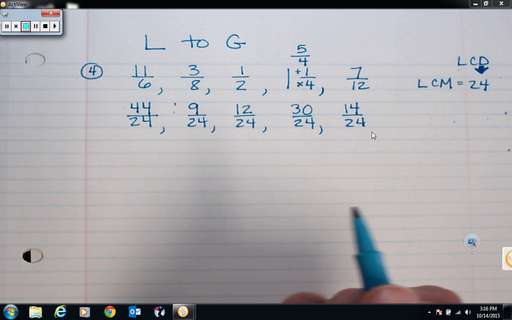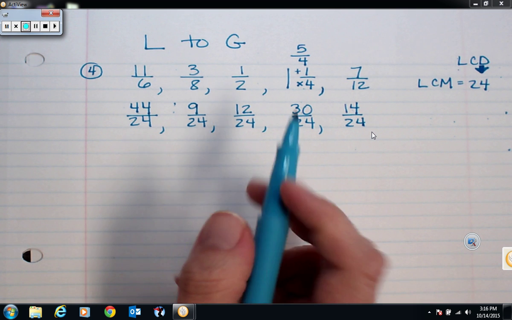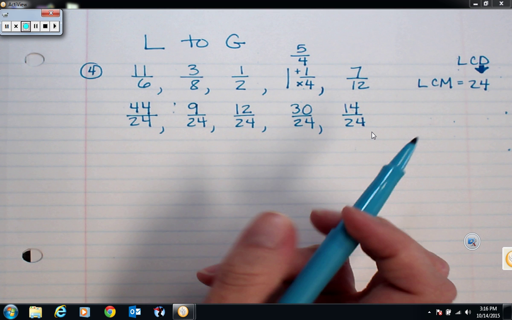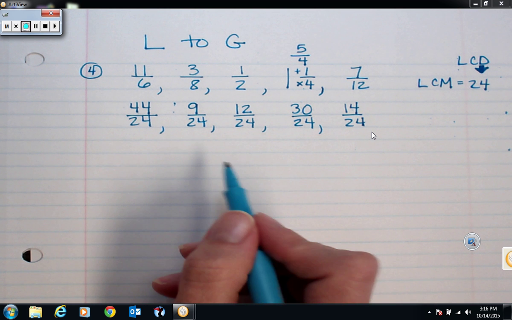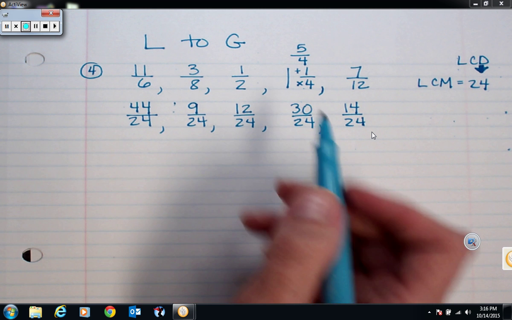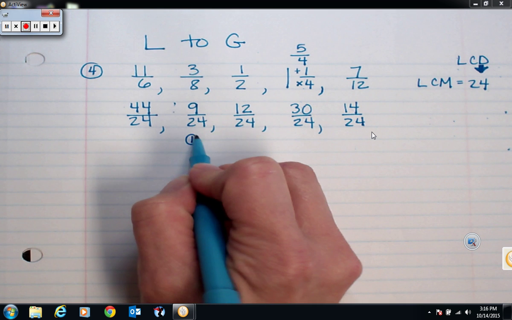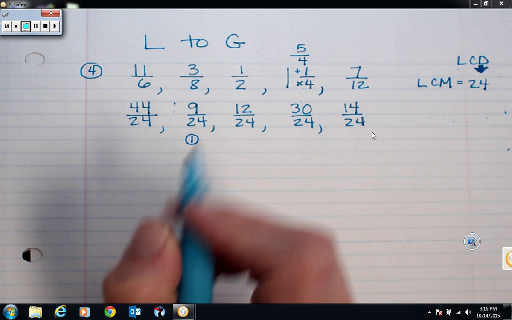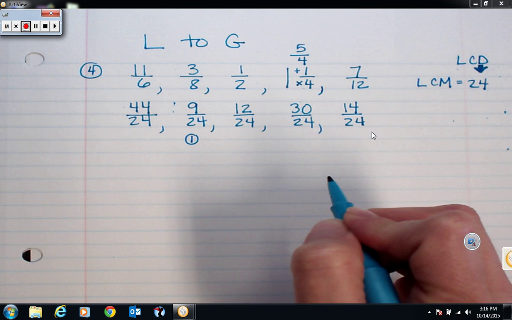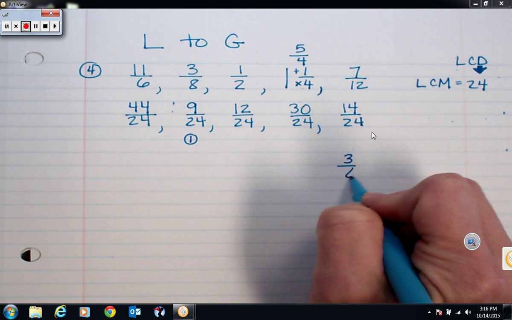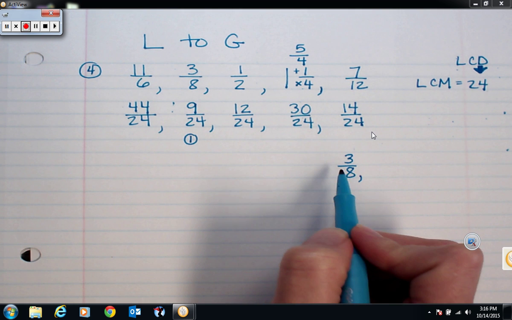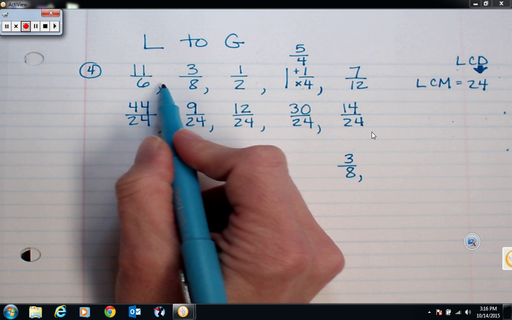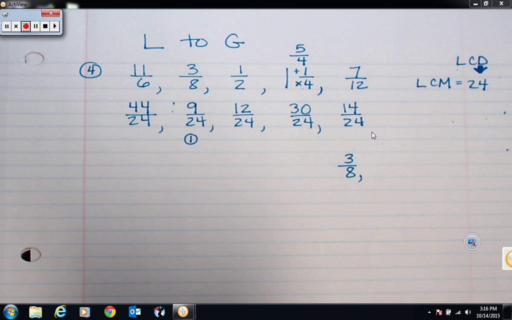Now I can compare the numerators because my denominators are the same sized pieces. They're all 24ths. So I want to find the smallest of the set. That would be 9/24. I'm going to label it number 1 and then write 3/8 as my first smallest fraction. I want to make sure when I list my answer that I list them in the original form they were given to me.